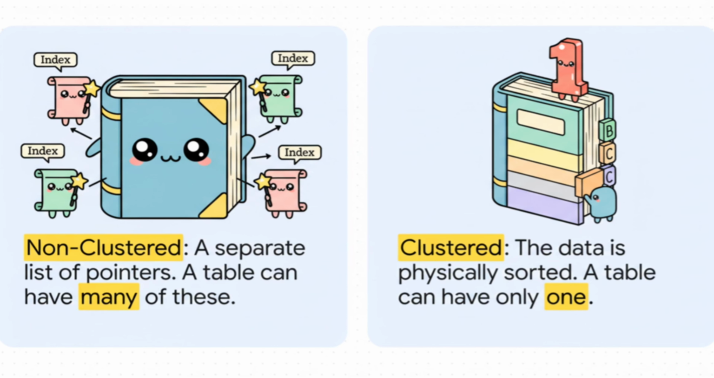A clustered index, though, is totally different. It actually dictates the physical order of how the data is stored on the disk. The best analogy for this is a dictionary. The words aren't just indexed alphabetically. The words themselves are stored alphabetically. And because data can only be physically stored in one order, a table can only ever have one clustered index.